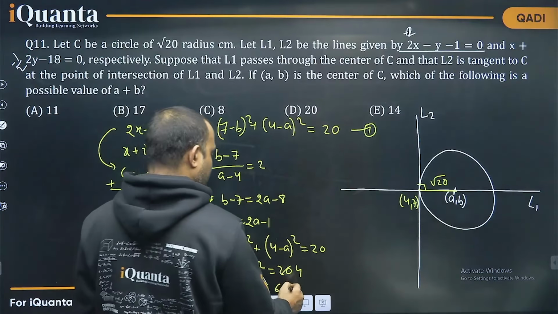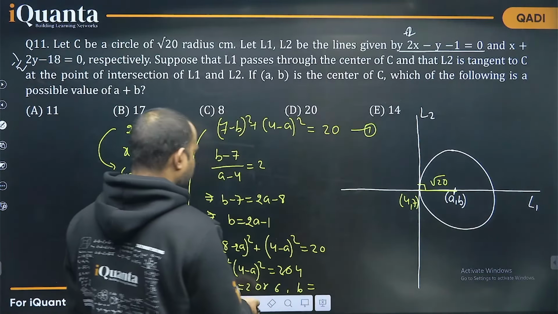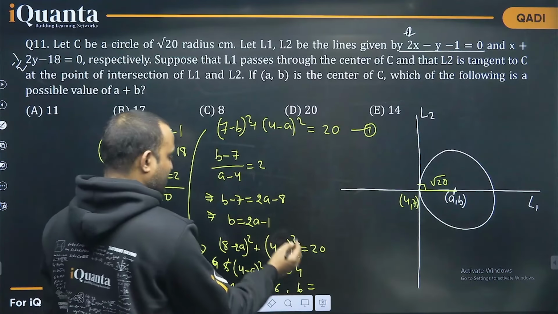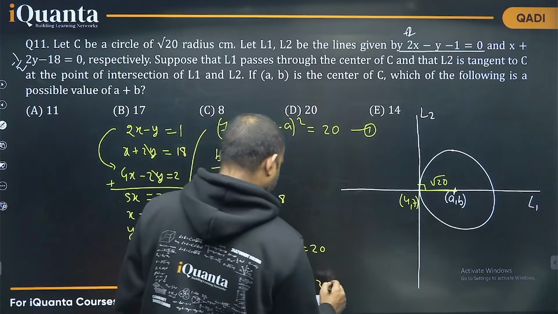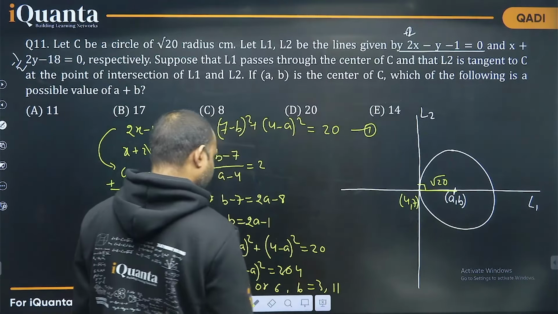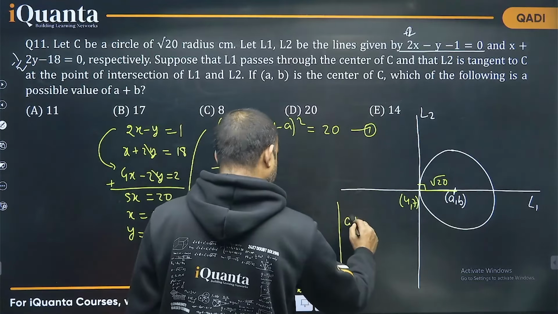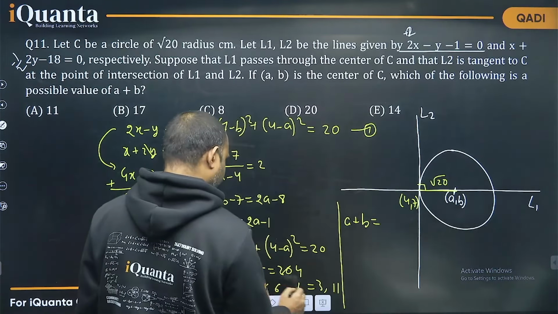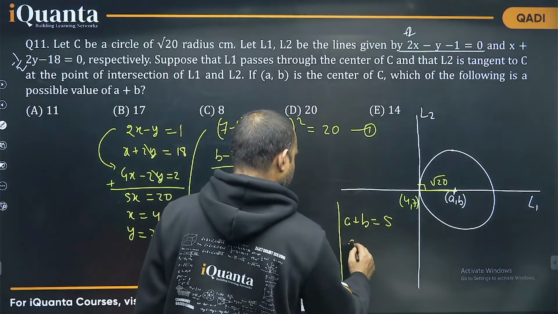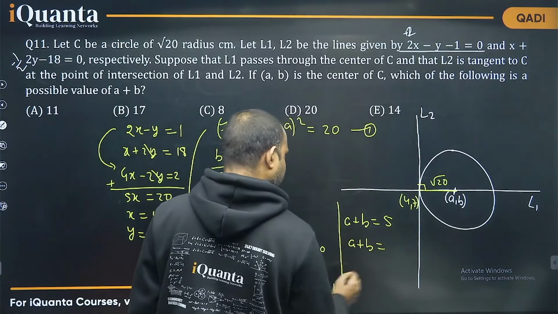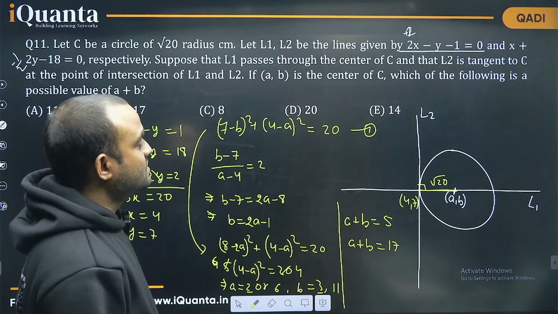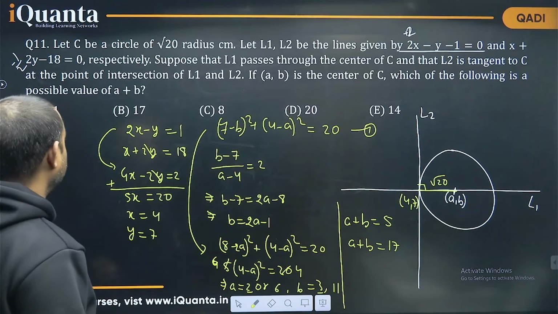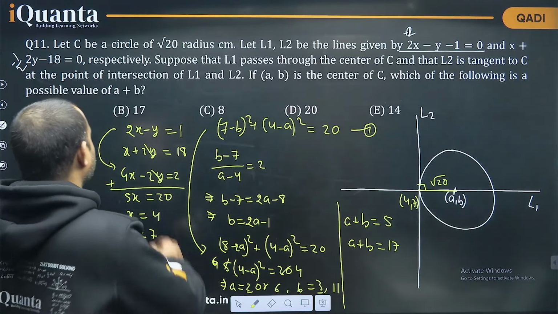If a is equal to 2, what we can say about b? If a is equal to 2, b will be equal to 3. If a is equal to 6, then b will be equal to 11. So we get 2 values of a plus b. A plus b is equal to 2 plus 3, which is equal to 5, or a plus b is equal to 6 plus 11, that is equal to 17. 2 different centers are possible. Which of the following is a possible value of a plus b?